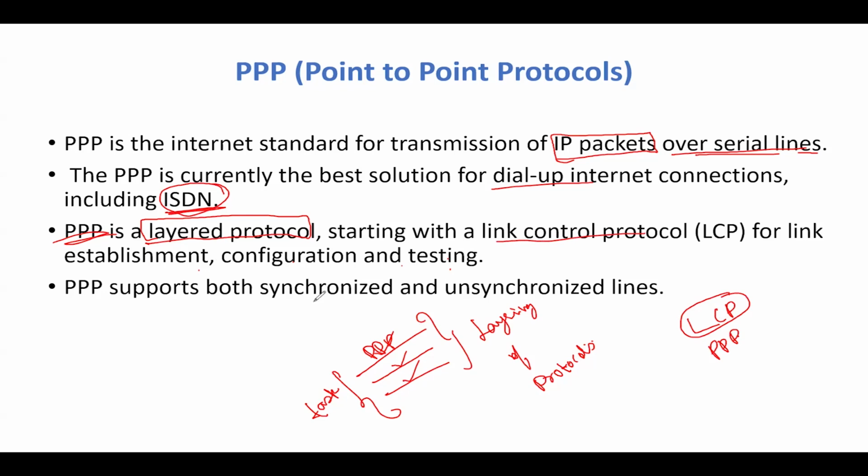PPP supports both synchronized and unsynchronized lines. Unlike this, SLIP was only synchronized. What do you mean by synchronized? Communication must have been established and confirmed beforehand. Unsynchronized is where there need not be a synchronization between the receiver and the sender. PPP supports both, but SLIP supports only the synchronized one.